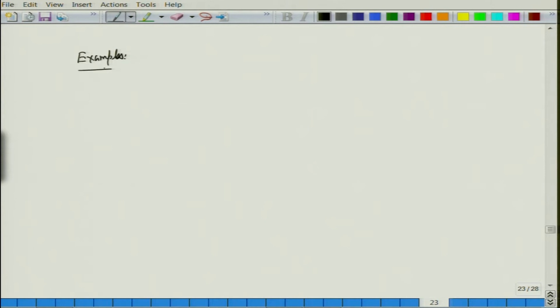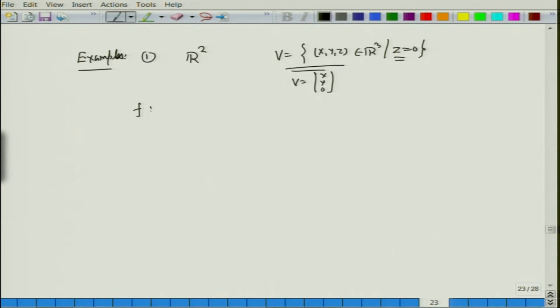So the first example is, let us look at R3 or R2, and I want to look at this vector space V, which is all x, y, z belonging to R3 such that z is 0. Since z is 0, any vector here in V looks like x, y, 0. So I can define my map f from R2 to V by f of x, y as x, y, 0.